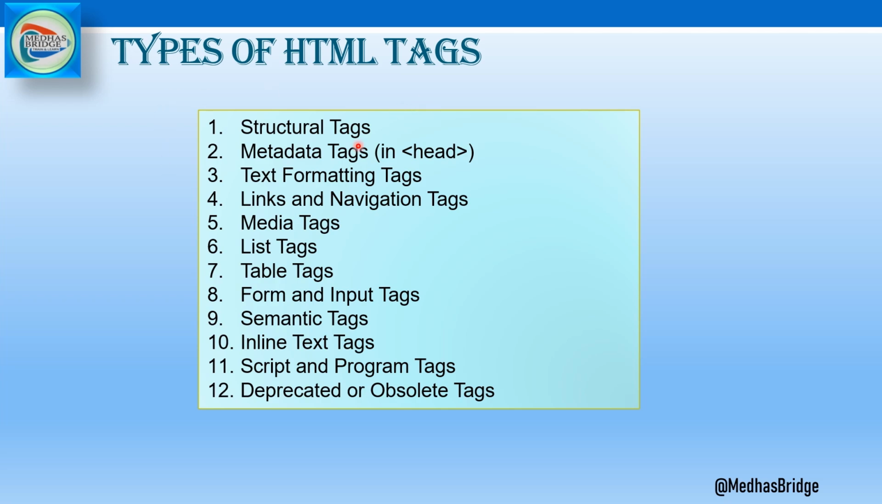Types of HTML tags. Let's now look at the types of HTML tags that are available for you to design web pages. So these are the list. Structural tags, metadata tags, text format tags, link and navigation tags, media tags, list tags, table tags, form and input tags, semantic tags, inline text tags, script and program tags, deprecated or obsolete tags. Okay, so I think you could recap previous sessions. You might recall some of the tags that you know already, right? So some of you might even be familiar with all these tags.